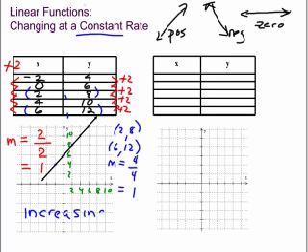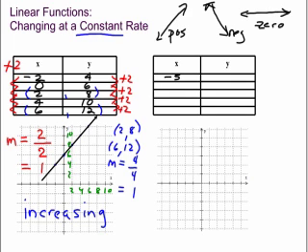Now, this happens to be an increasing function, because as we move along the line from left to right, that line is rising, and that's something that we've seen before. But linear functions don't always have to increase. They may have a negative slope. So let's look at another example.